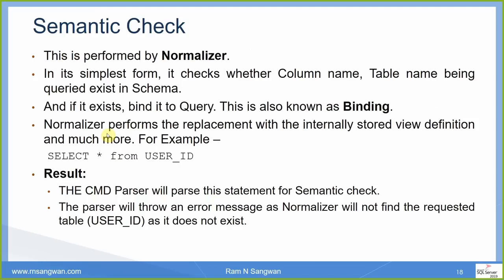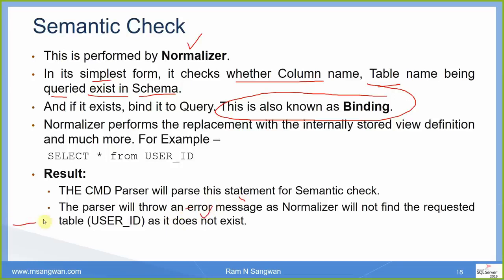Then we have the semantic check. This is performed by the normalizer. In its simplest form, it checks whether the column names and table names being queried actually exist in the schema. And if they exist, it binds them to the query. This is also known as binding. So the semantic check is the normalizer, binding the column names with the objects we have. The normalizer also performs the replacement of the internally stored view definition and much more.